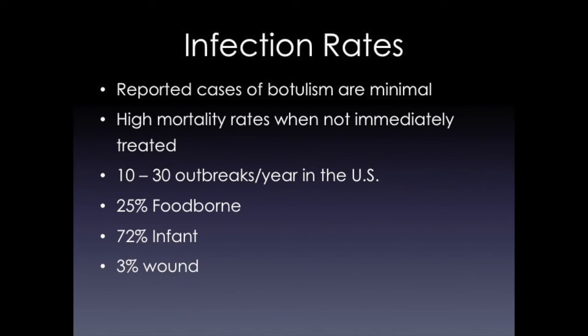On average, there are 145 naturally occurring cases within 10 to 30 outbreaks of botulism reported annually in the United States. Of those individual cases, 25% are foodborne, 72% are infant, and 3% are wound-induced botulism. While the number of cases is relatively small, the mortality rate is high.